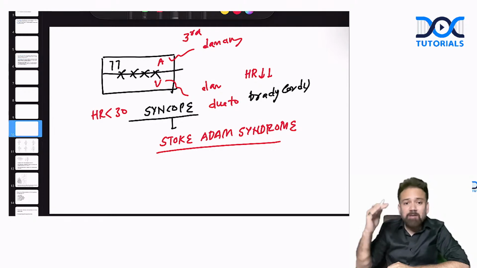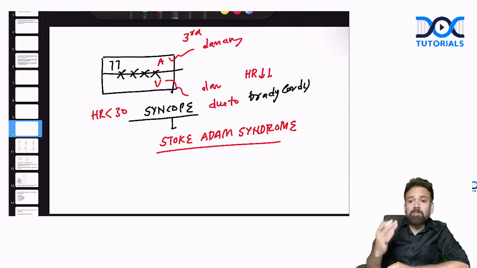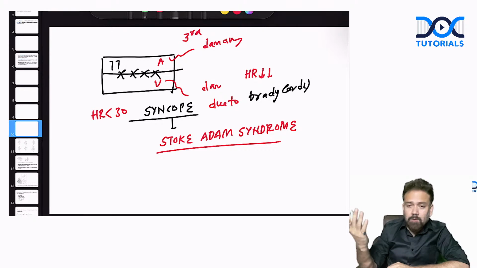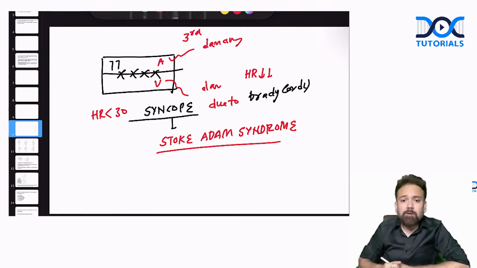They can ask you ST elevation. They can ask you heart block, first degree, second degree, third degree. So in a 30-minute span, we will discuss a lot of things.